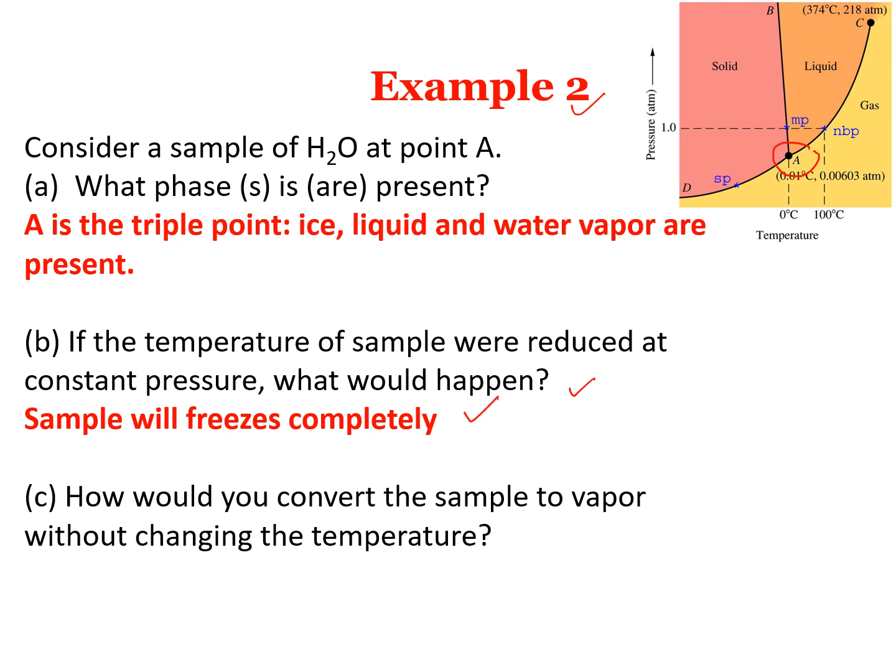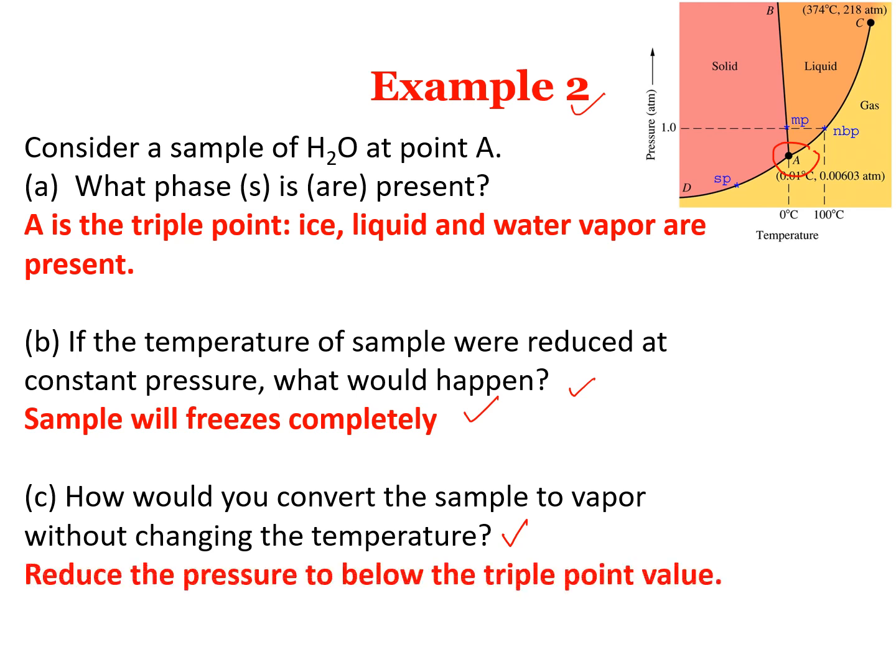How would you convert the sample to vapor without changing the temperature? You tak ubah the suhu. So macam mana you nak convert the sample to vapor? So you reduce the pressure to below the triple point value.